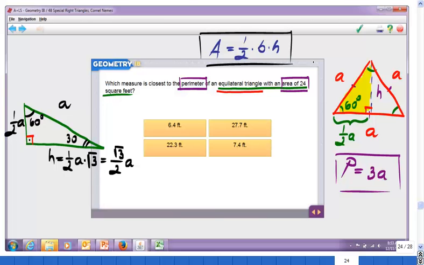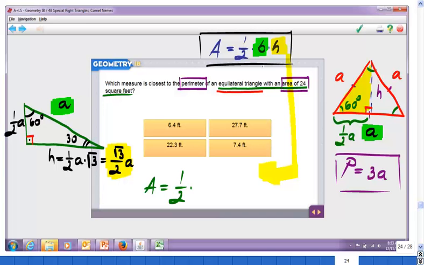Now I'm going back to my area, and I will substitute everything that is given. I know that the base of my triangle is A, so I will plug that in. I also know that the height of my triangle in terms of A is square root 3 over 2 A. So let's plug them in. What do we get? The area of the triangle equals 1/2 times your base, which we call A.